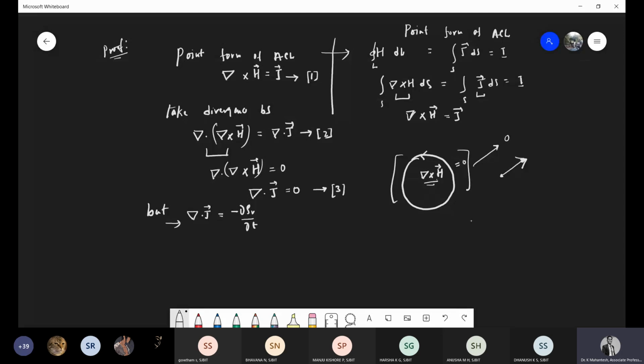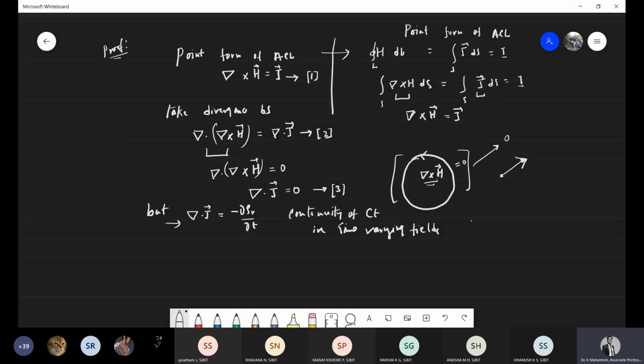This is due to continuity of current in time varying fields. So how to understand this? Del dot J is equal to minus dou rho v by dou t.